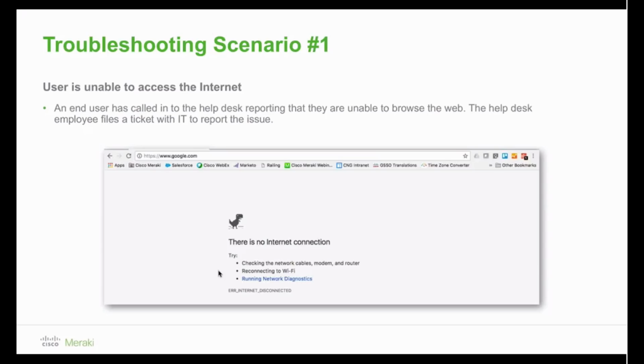Let's talk a little bit about troubleshooting. So we have a user, for example, that's unable to access the internet. An end user has called into the help desk saying they cannot browse the internet. What do I do? Well, the help desk employee files a ticket with IT to report the issue. Well, that's a really vague request, right? So what we can do is jump back here.